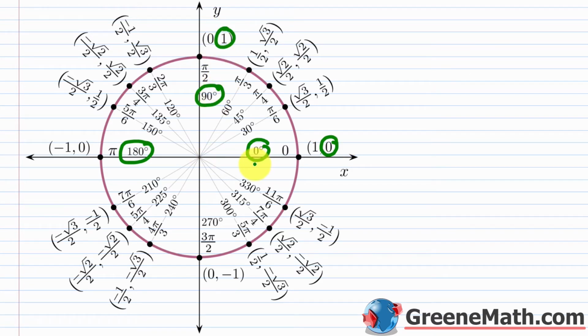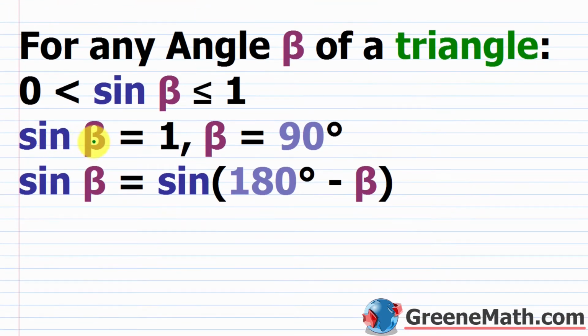That means you have a right triangle. So let's go back. Here I said sine of beta equals 1. If this is the case, then beta is 90 degrees. Again, you have a right triangle. Lastly, we need to understand this because when we have two solutions here, this is going to come in.